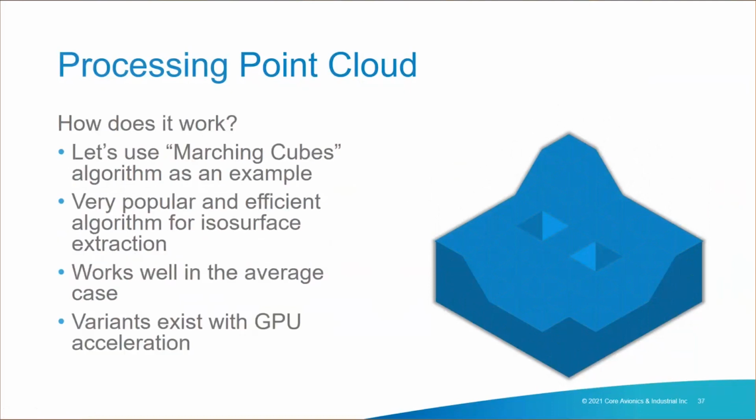Now, the specific algorithm I'm going to look at here is marching cubes. You might have heard of it before. It's a very popular and efficient algorithm for isosurface extraction. It's used frequently since it's simpler to implement. It works very well in the average case, and there are variants of it that exist that are accelerated very well either on multi-core CPUs or, in our case, what I really want to focus on, GPUs.